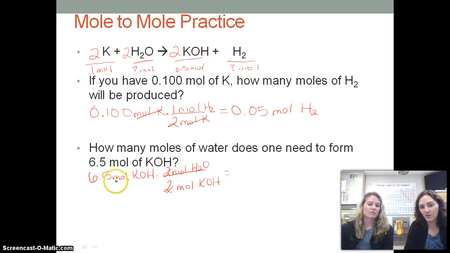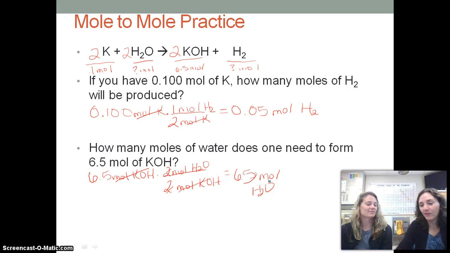So we're going to take 6.5 times 1 divided by 1. Yep. So you're left with 6.5 moles. Whoa, that's a 5 moles of water. Yeah, not too bad. You can read it, 6.5 moles of water.